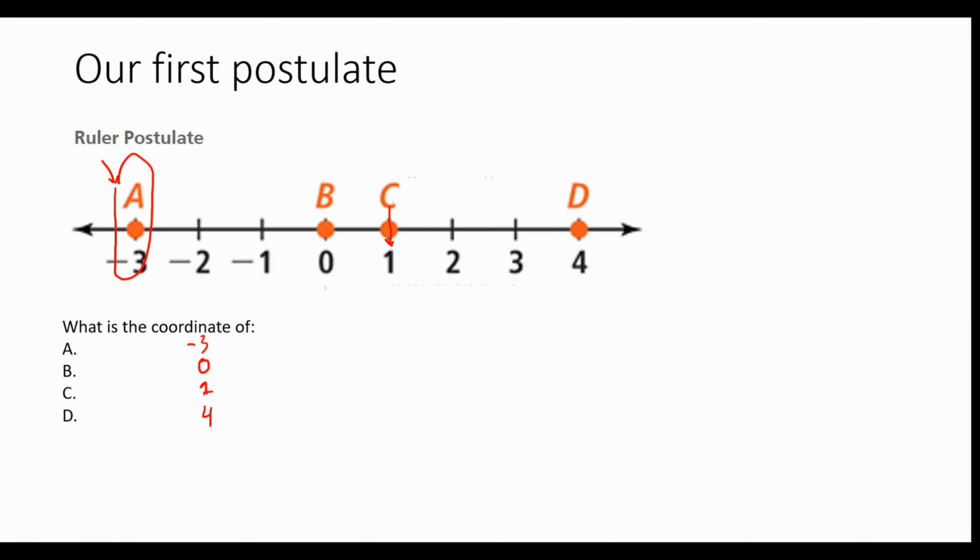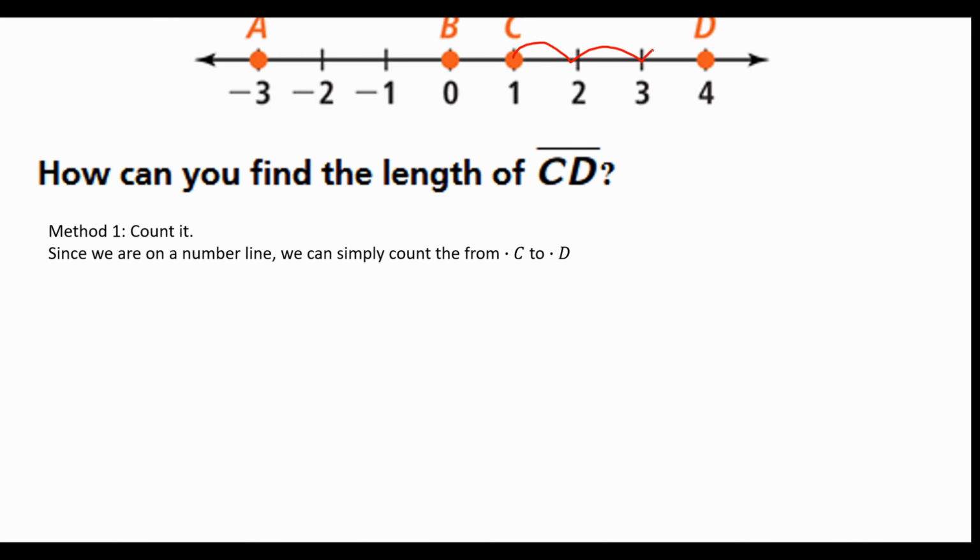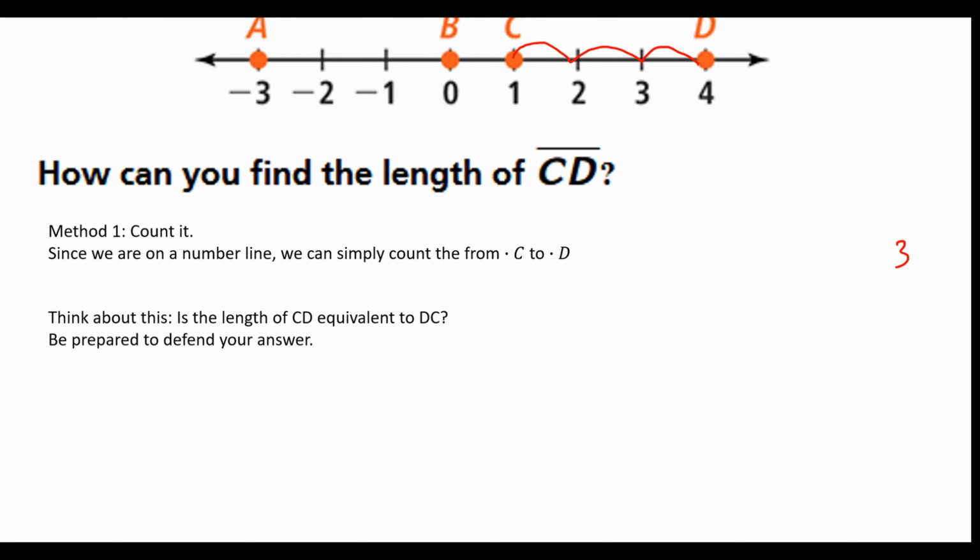So let's look at our next slide. How would you find the length of CD? Well, your first method would be simply to count it, and since we're on a number line, we can count starting at C and moving to D. That's 1 unit, 2 units, 3 units. So I get 3 units for the counting method. And think about this. Is the length of CD equivalent to the length of DC? Be prepared to defend your answer.